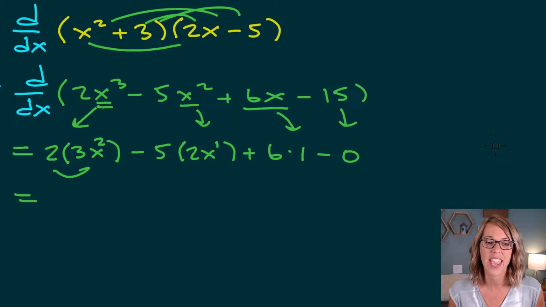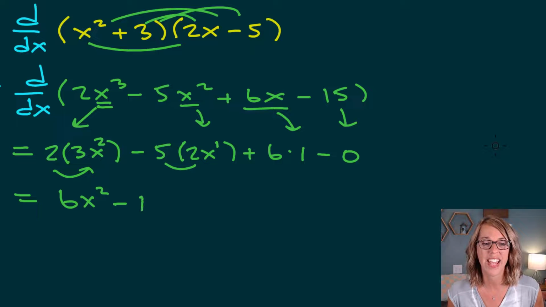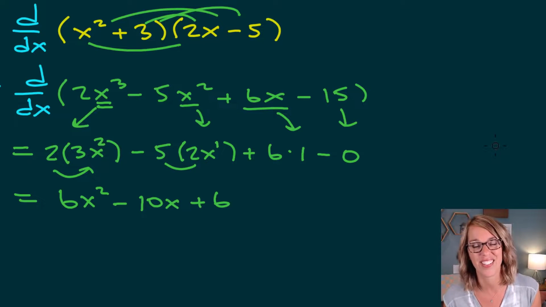Let's simplify what we can. This is going to be our answer. 2 times 3 is 6, so I get 6x squared. 5 times 2, minus 10x plus 6, and that's our answer. I've got one more for you.